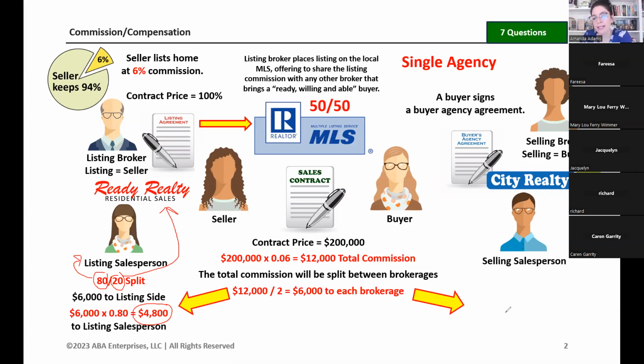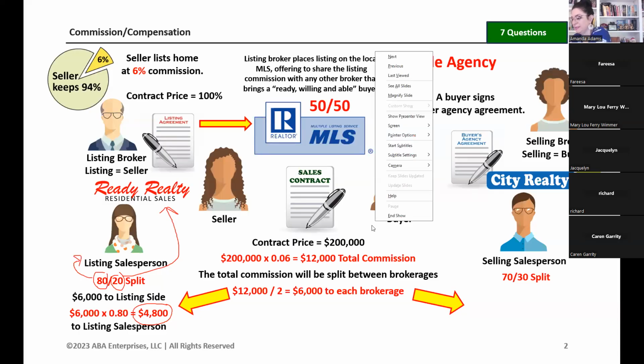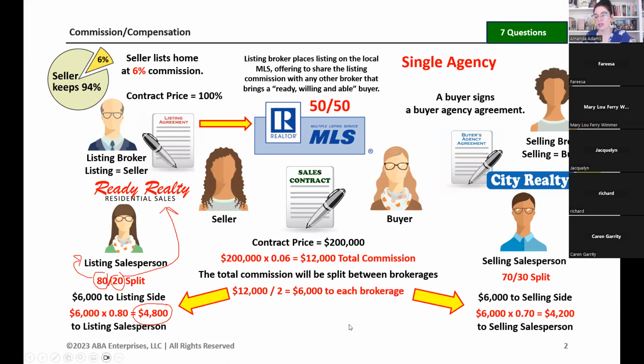All right. What about over here at City Realty? What's their split? They're working on a 70-30 split. So how much is this selling salesperson going to get over here? The selling salesperson is going to receive how much? A little bit different, right? 4,200. Very good. Because they may be providing more leads or more training.